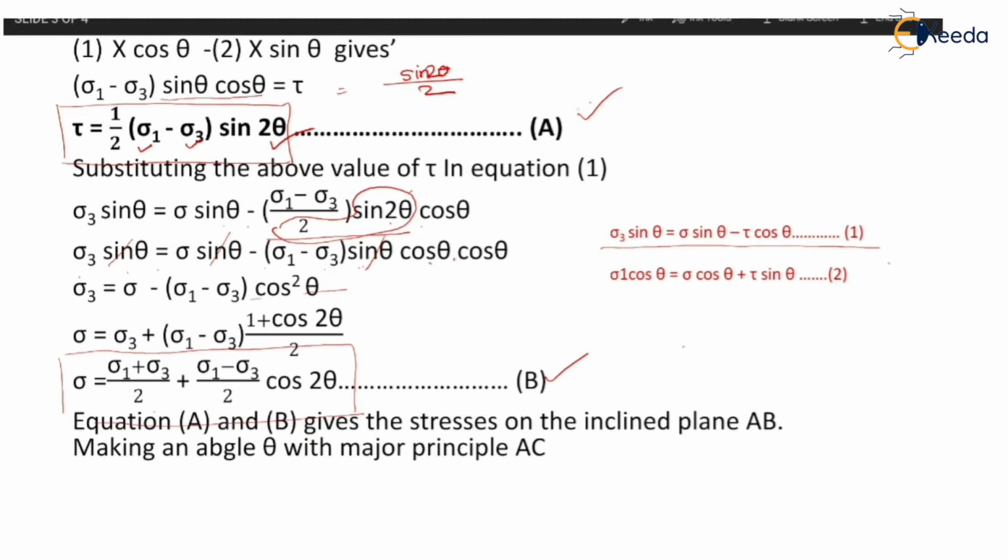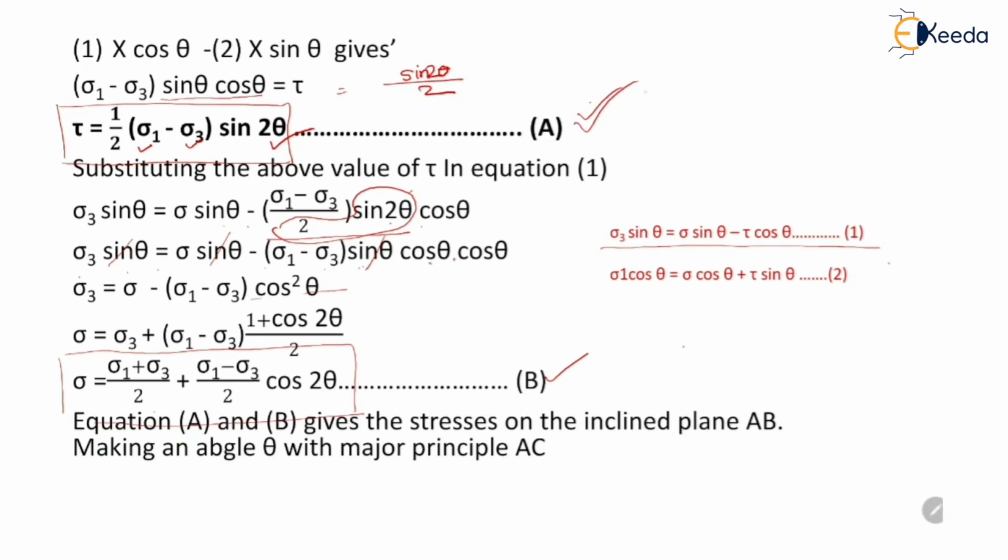So here equation A and equation B give the stresses on inclined plane AB. This is inclined plane AB, which makes angle theta with the major principal plane.